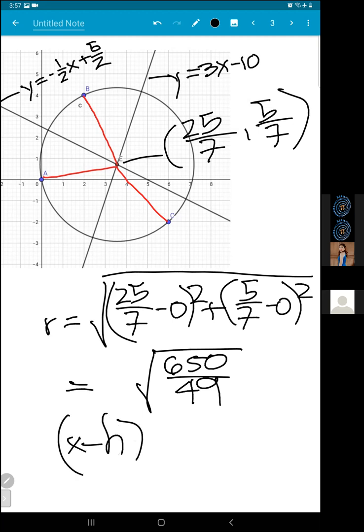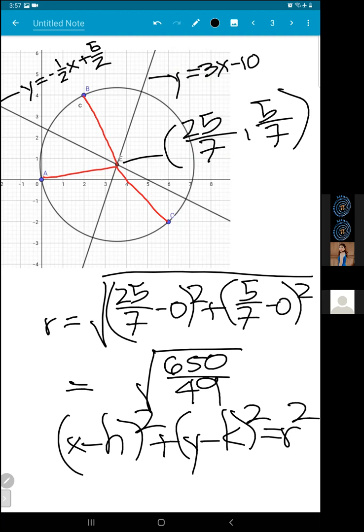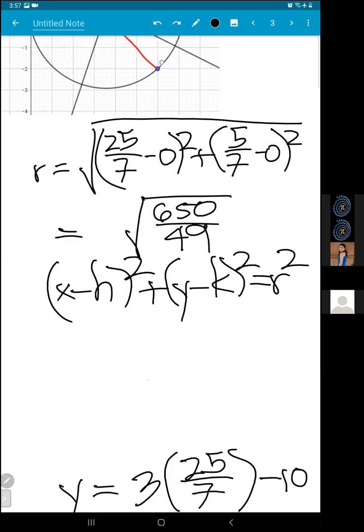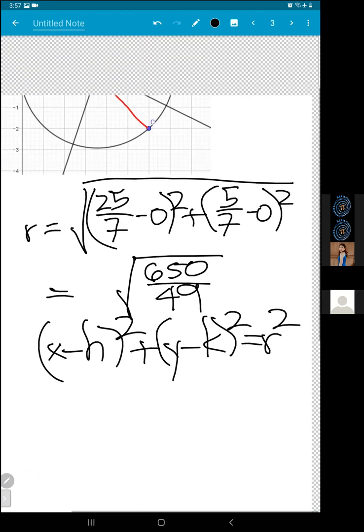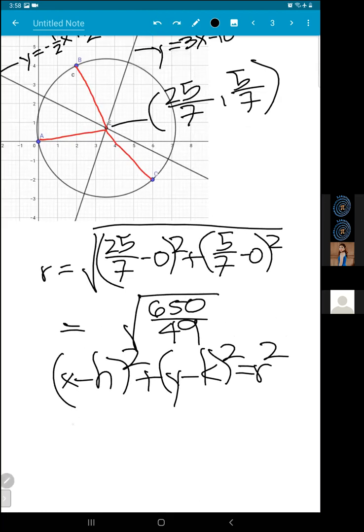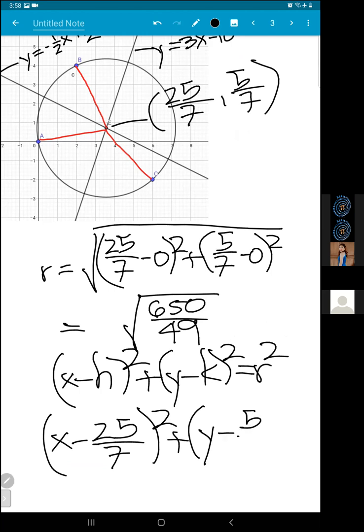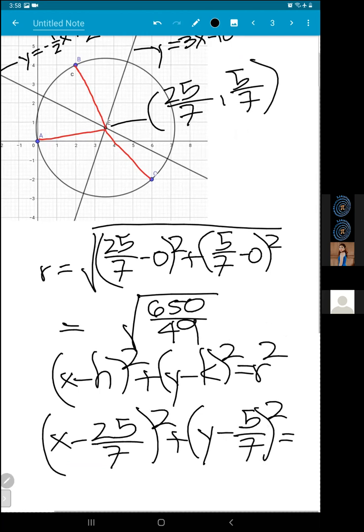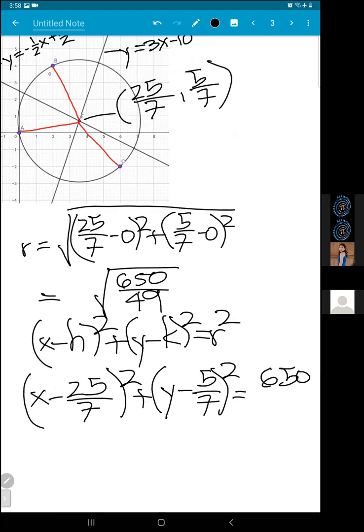If this is the one asked, you are to write it in center-radius form. Of course, if you are just asked for the center, or for the radius, then you're done already. But if the equation is asked, then you have to square the radius. This is the center. So finally, (x minus 25 over 7) squared plus (y minus 5 over 7) squared equals 650 over 49.